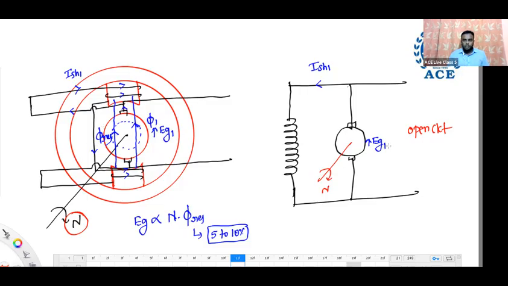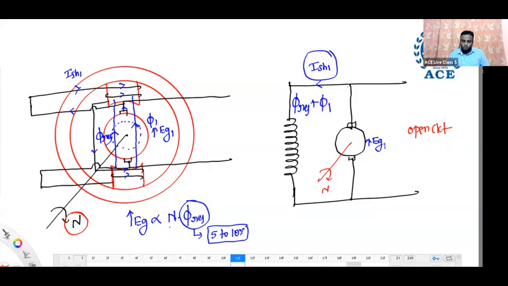Already residual flux is there. Due to that, when you rotate, EMF is induced. Once we rotate, an EMF EG1 is induced, which causes again a field current ISH1. Due to that, additional flux phi1 is produced. Now, what is the total flux in the generator here? Increased. Resultant flux increases. Whenever resultant flux increases, what happens to the EMF? Increases. EMF depends on two things, speed and flux. Speed is same, but flux is increased. So your EMF also now increases.